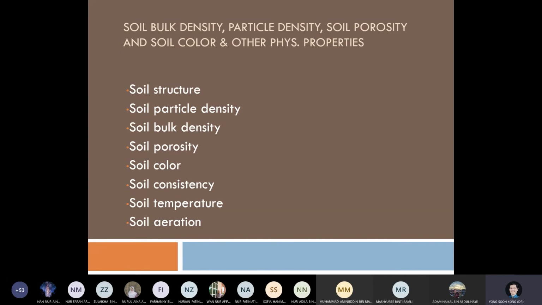Now, texture is part of the things that I want to cover. Apart from that, there is soil particle density and also soil bulk density. They look similar, but they're actually quite different. And then some other related physical properties as well, like soil porosity, aeration, and then the others such as soil color, consistency, and also soil temperature. These are what we call physical properties that are measured physically using very simple techniques. These are the parameters that will not involve any chemical changes of the soil, or at least the physical part is what they want to determine.